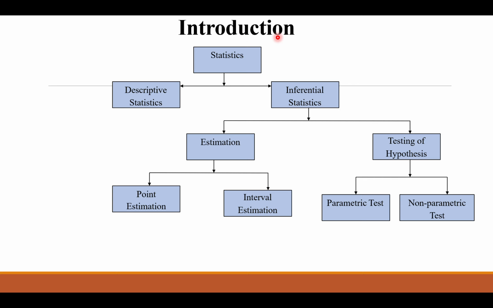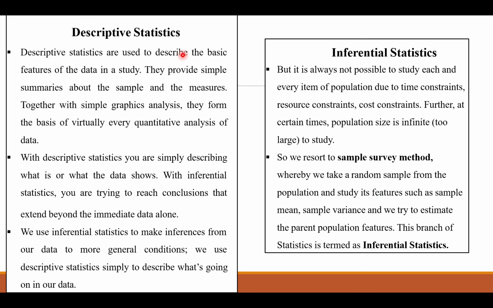And from the introduction, we can see that statistics is of two types: descriptive statistics and inferential statistics. These are estimated by point estimation and interval estimation, and the test of hypothesis is done by parametric test and non-parametric test. Then what is descriptive statistics?